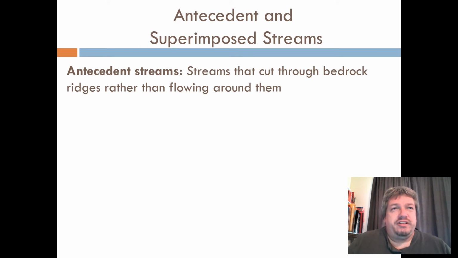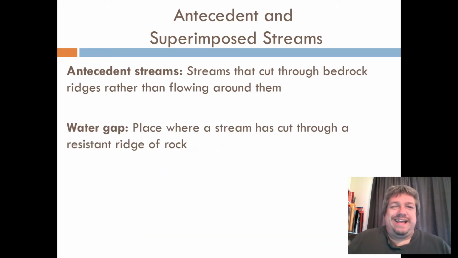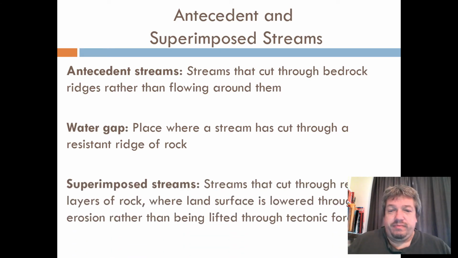Antecedent streams. This is where you see a stream that looks like it's cutting through a mountain as opposed to going around it, which would seem illogical, right? Water can't flow uphill, so how would it cut over a mountain? What happens is an antecedent stream creates a water gap, and it looks like it literally just wore over a hill. And again, water shouldn't be able to cut through a hill, it would go around it, right? Because it has to go downhill.